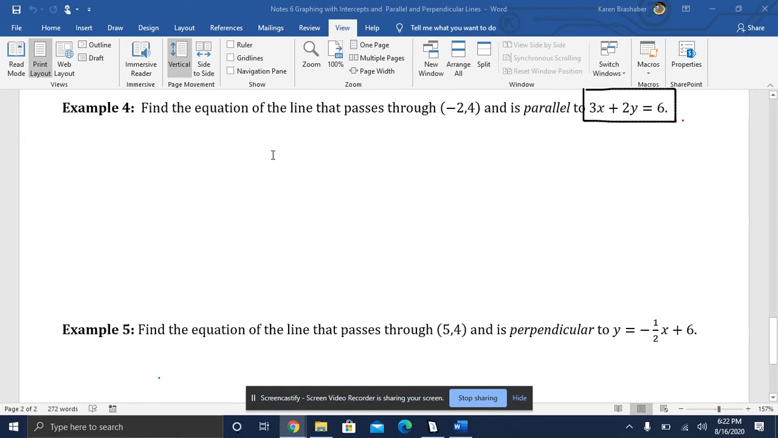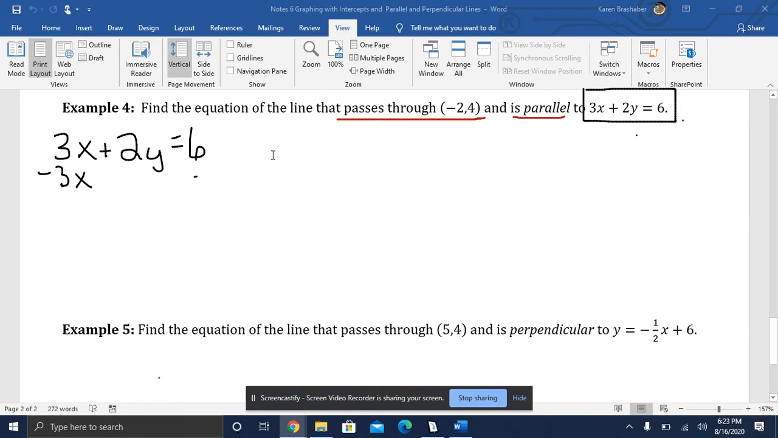I know that my new line is going to go through the ordered pair -2, 4, and my new line is going to run parallel to my original line. Well, if I'm going to have parallel lines, I have to know what the slope is for my original one. So I'm going to take my original equation, 3x plus 2y equals 6, and solve that equation for y.